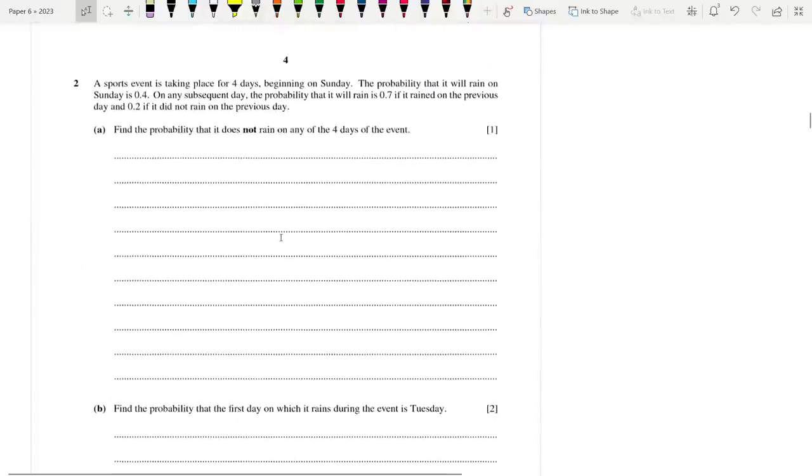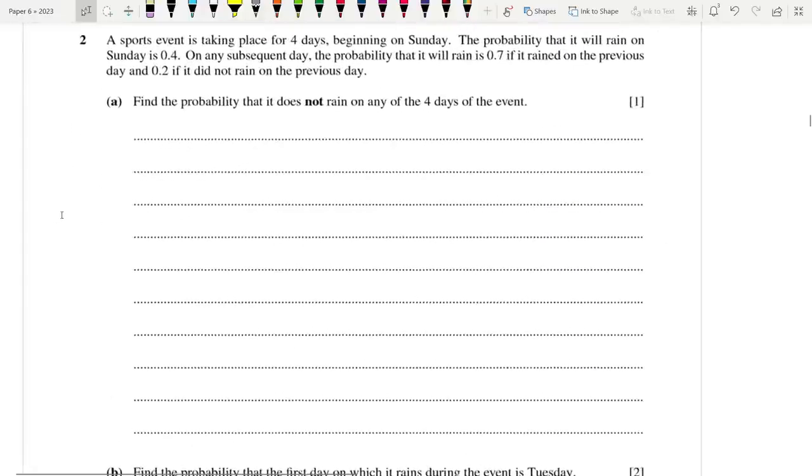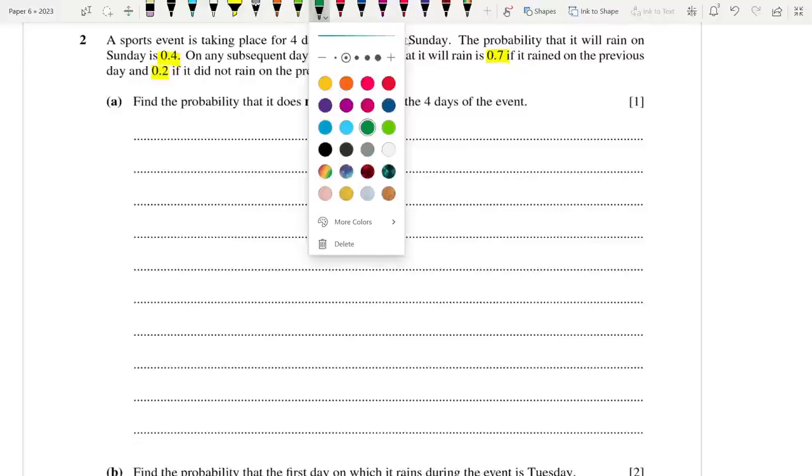Let's move on to question number 2. A sports event is taking place for 4 days, beginning on Sunday. The probability that it will rain on Sunday is 0.4. On any subsequent day, the probability that it will rain is 0.7 if it rained on the previous day, and if it did not rain on the previous day, then it is 0.2. Find the probability that it does not rain on any of the 4 days.